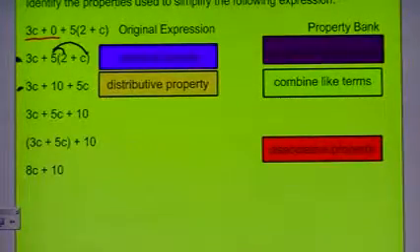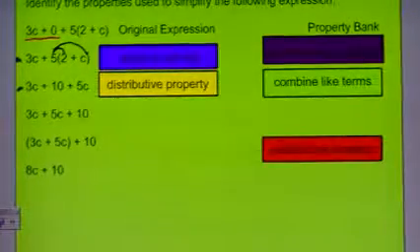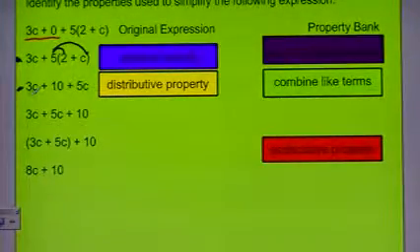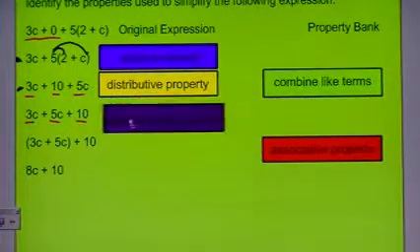All right, let's look at the next step. How do we know that 3c plus 10 plus 5c is the same as 3c plus 5c plus 10? It looks like the order changed. So if the order changes, that's an example of commutative property.